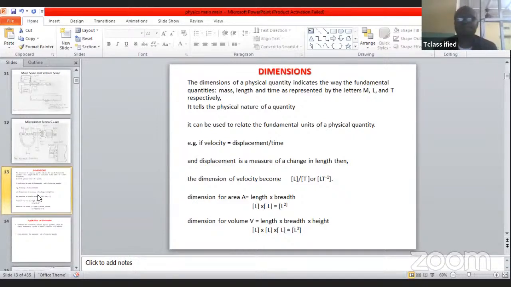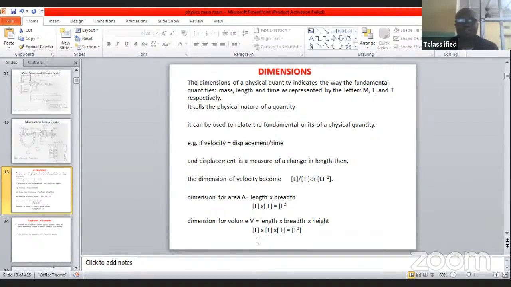So let's keep going. We are now in dimensions. What is dimensions and what are we expected to learn under dimensions? Dimensions of a physical quantity indicates the way the fundamental quantities of mass, length, and time can be represented using the letters MLT. Whenever we're talking about dimensions, we're always using only M, L, and T, where M stands for mass, L stands for length, T stands for time. These are the basic quantities, so their units represent the basic units. And their dimensions also represent the only quantities that you use in dimensional analysis, okay?